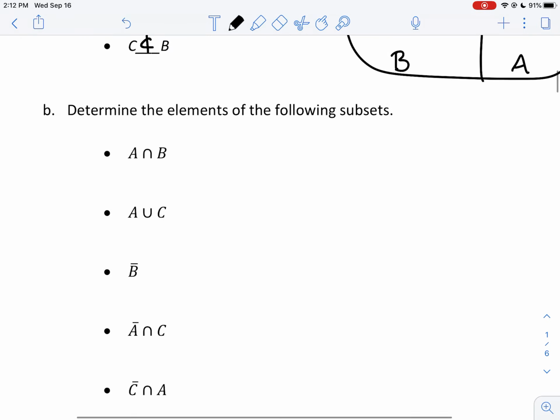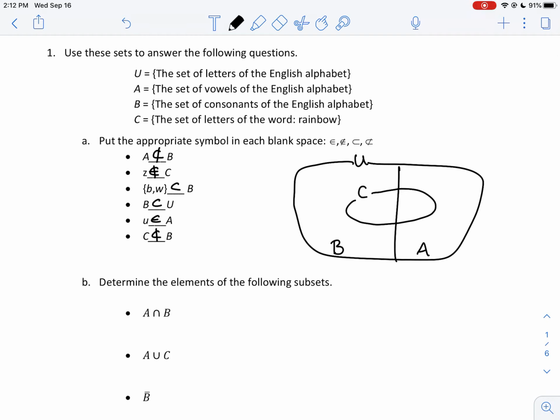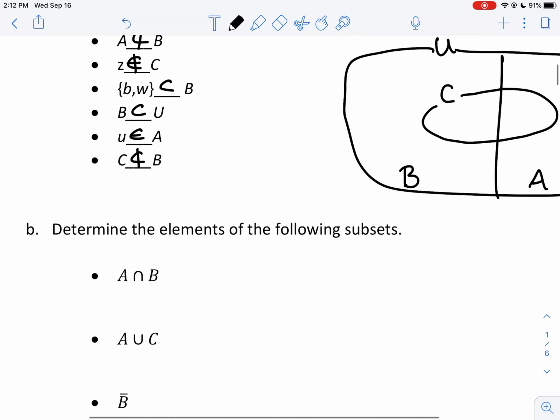Next one, determine the elements of the following subsets. Okay, so A intersect B. Well, A and B are disjoint, because we're assuming that Y is not a vowel, we're assuming it's a consonant. If you made the assumption that Y is a consonant as well as a vowel, then you would probably say that we get a single element that's in their intersection. You might be tempted to say Y is both a vowel and consonant. So it really depends on the argument you're making, but I'm going to fill in these solutions with the assumption that we're categorizing Y as a consonant, not as a vowel. But I leave that to you to defend your own position. In which case, A and B have nothing in common, so the empty set would be the intersection.